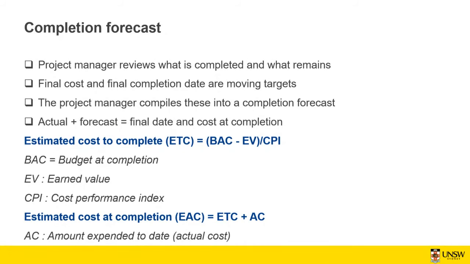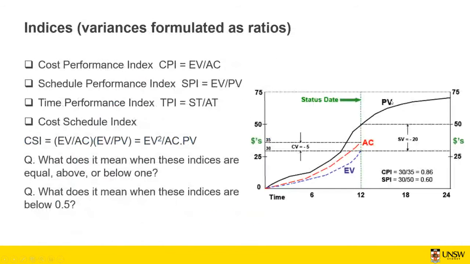If SPI is less than 1, it means that you're behind the schedule. It's not possible that you get SPI or CPI less than 0, because none of these terms are negative.